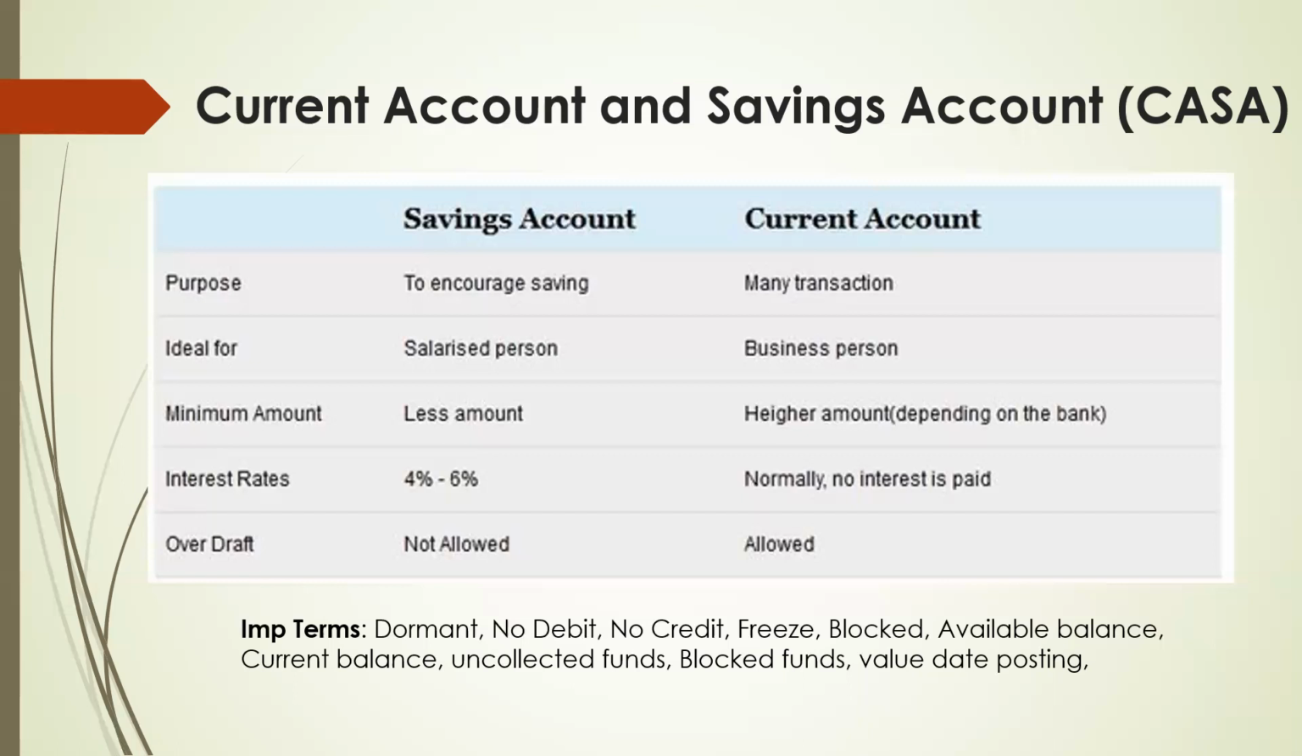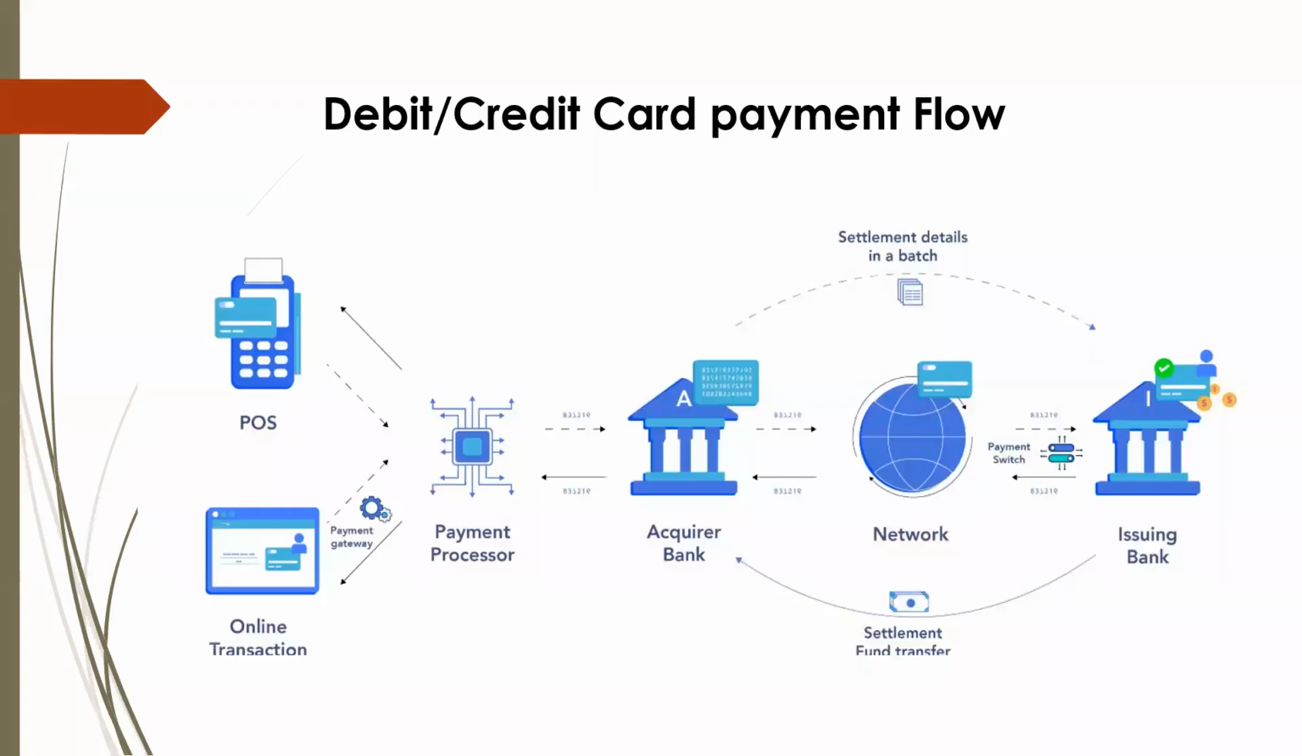So just to recap on the current account and savings account: first we have seen the types, the difference between the savings account and current account, what the purpose is, and what the interest rate is, and we have seen the overdraft and some important terms in the current account and savings account model. Next, we will see the credit card or debit card payment flow. As a retail customer, we may come across this facility.